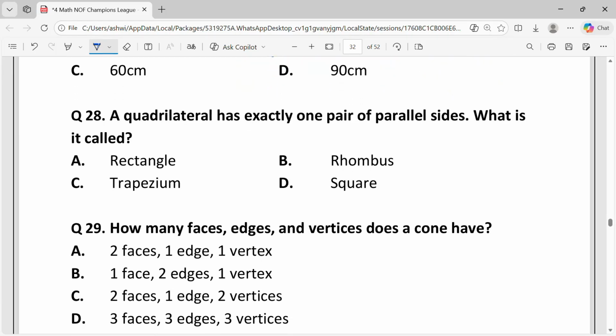Question 28. A quadrilateral has exactly one pair of parallel sides. What is it called? The answer is C, trapezium. A trapezium is defined as a quadrilateral with at least one pair of parallel sides. A square and a rectangle both have two pairs of parallel sides, and the rhombus has two pairs of parallel sides as well as sides of equal length.